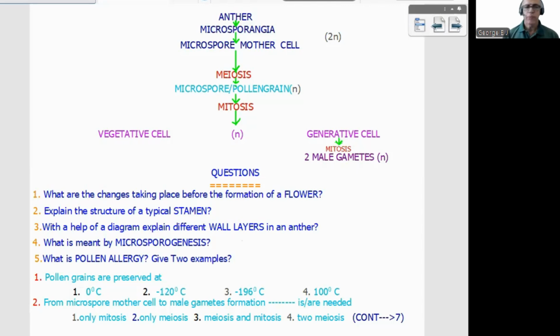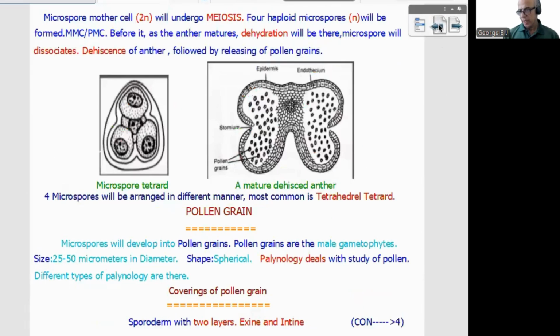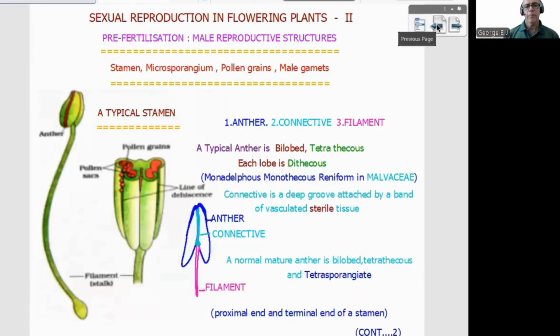Now, as usual, a few theory questions, a few entrance questions, along with the key for the objective type questions. After doing it, check the key. Once again, we started the second episode of sexual reproduction in flowering plants, mainly dealing with the male reproductive structure. That is how we started today.